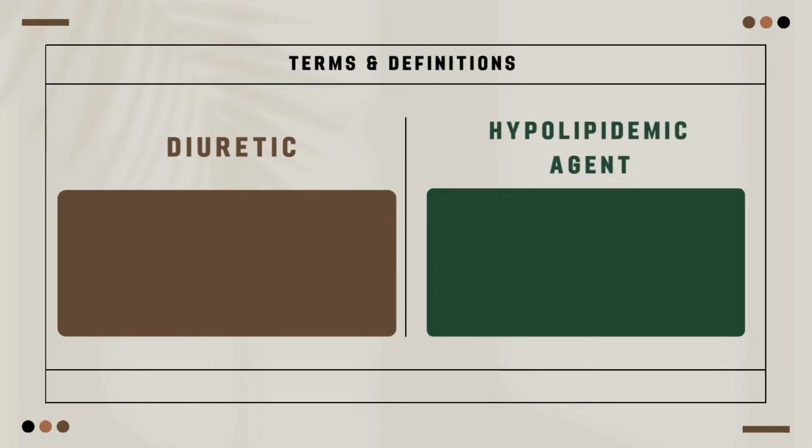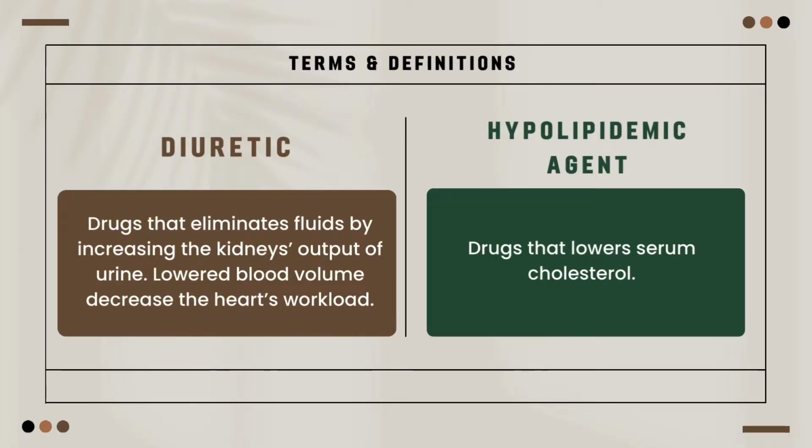Next, we have the diuretic. What is diuretic? Diuretics increase the production of urine by the kidneys, leading to the removal of excess sodium and water from the body. They also reduce the volume of fluid in the bloodstream, which subsequently lowers blood volume and decreases the workload on the heart.